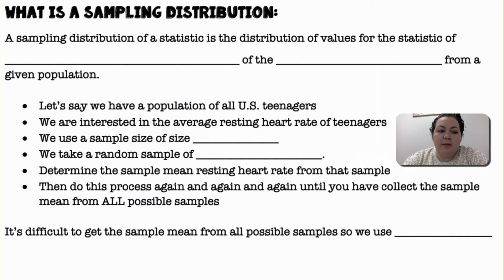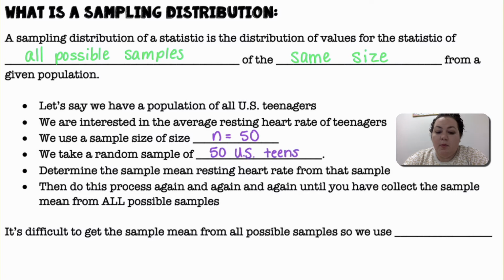Right? So a sampling distribution of a statistic is the distribution of values for the statistic of all possible samples of the same size from a given population. All right, so let's say we have a population of all U.S. teenagers. We are interested in the average resting heart rate of teenagers. We use a sample size of n equals 50, which means we are taking a random sample of 50 U.S. teens. Determine the sample mean resting heart rate from that sample.